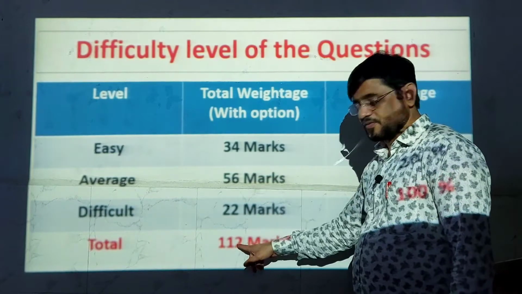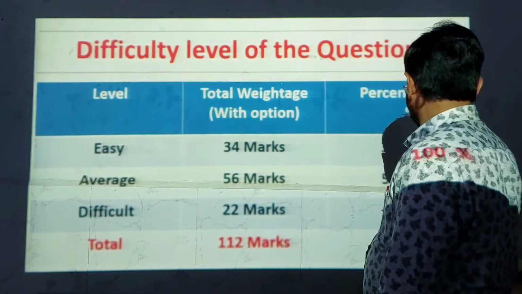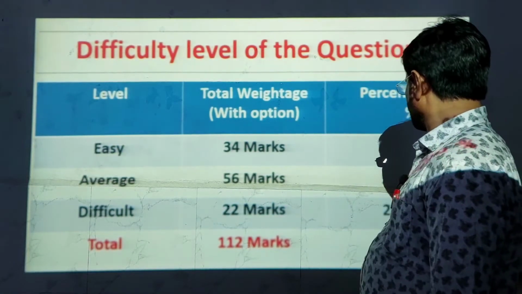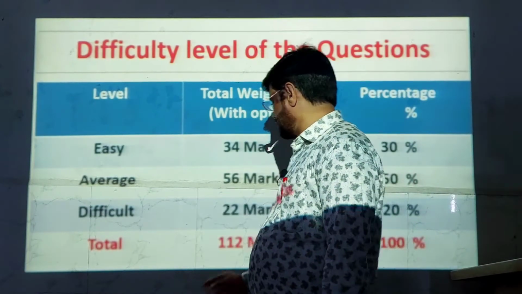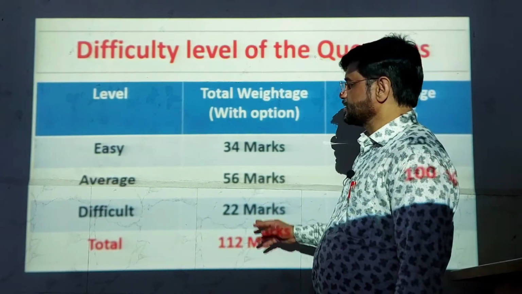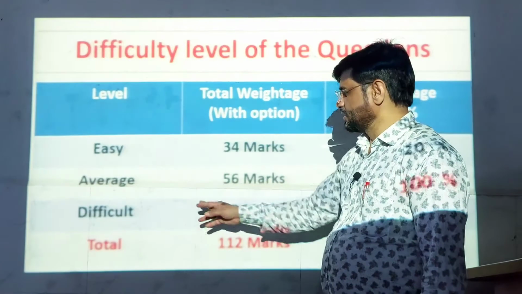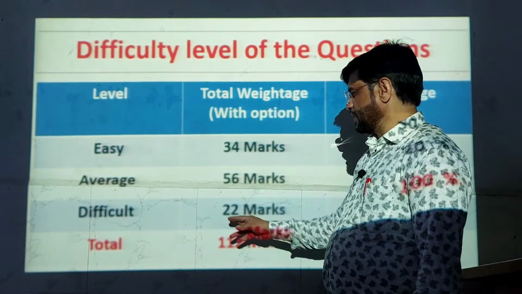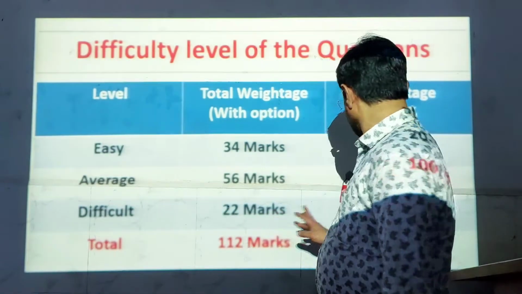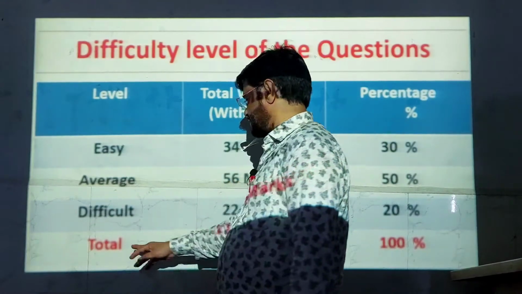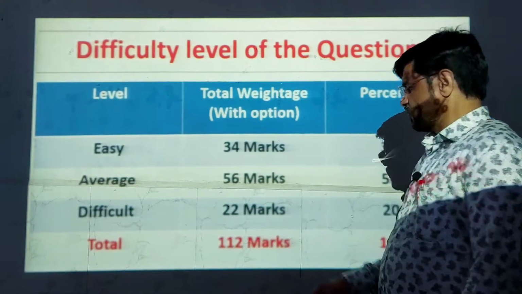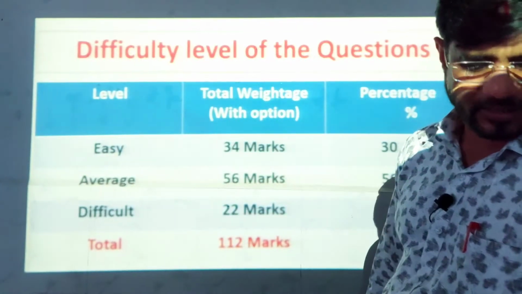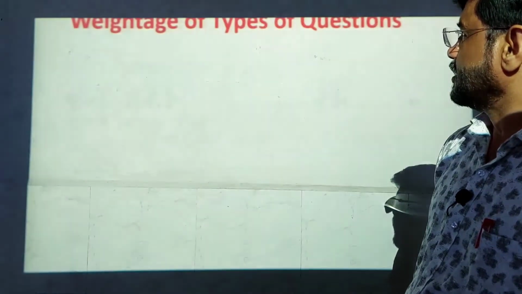Okay, out of 112, 56 marks means 50%, and the difficulty level is 22 marks. Means the passing is very simple. Here the difficult level is only 22 marks, that is 20%, and the total is 112 marks.